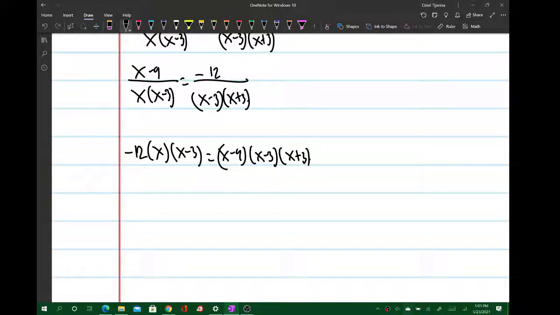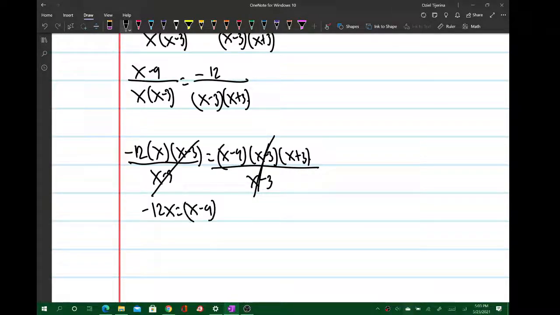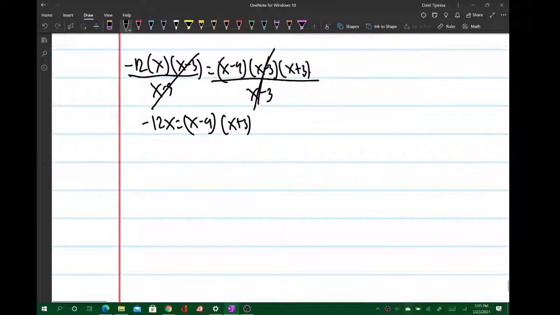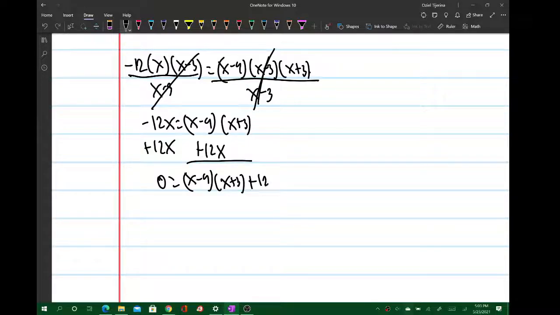So we can do it this way, right? And then we can go ahead and divide by x minus 3 on both sides. Cancel this out. Negative 12x equals, cancel this out here, x minus 9 times x plus 3. And then we can go ahead and do plus 12x on both sides. This is 0 equals x minus 9 times x plus 3 plus 12x.